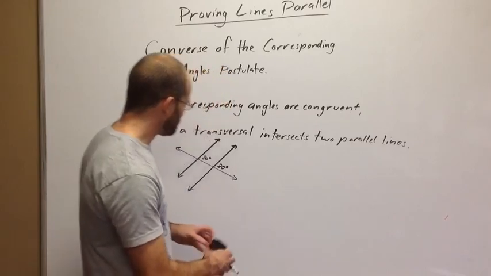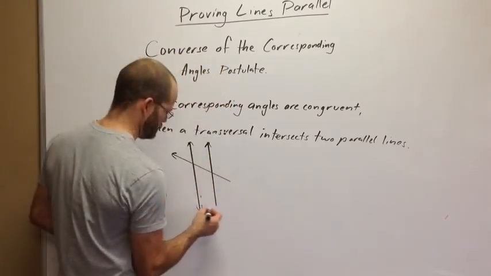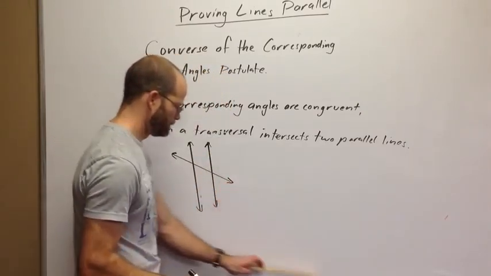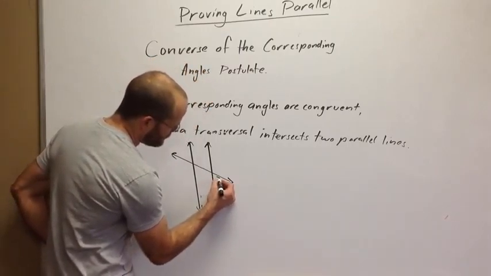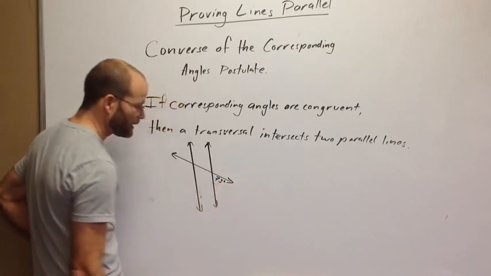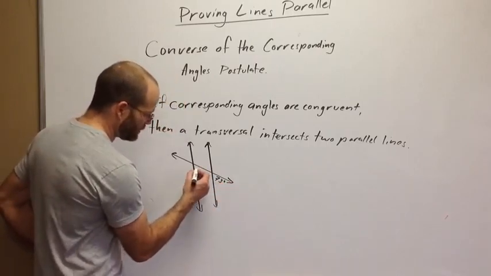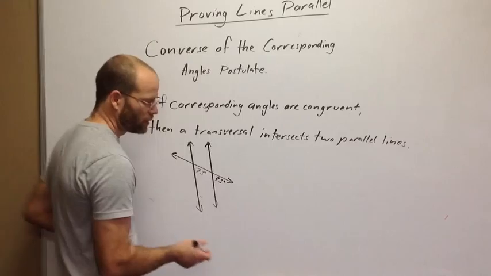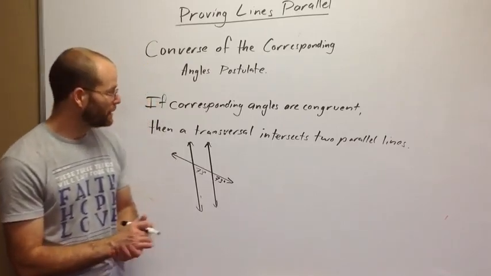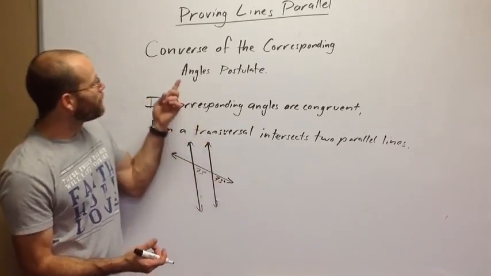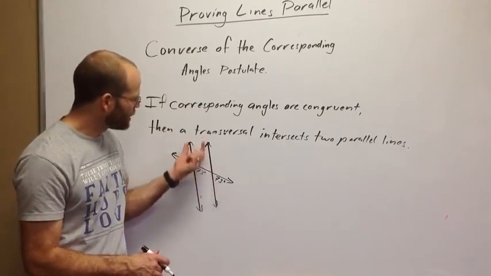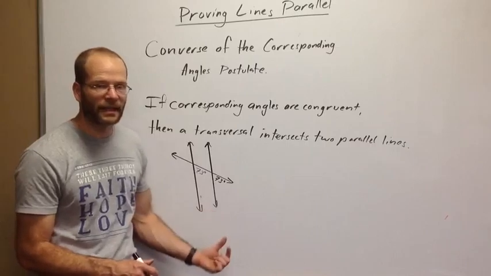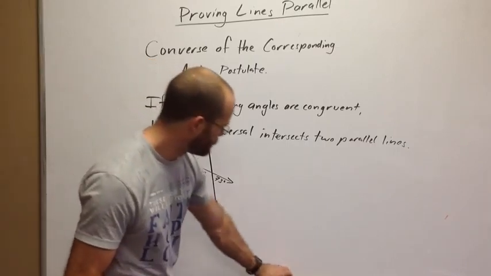Let's look at one more example. Suppose the measure of this acute angle here is 73 degrees, and this acute angle here is 73 degrees. We'll ask the question, are the lines parallel? Yes, they must be, by the converse of the corresponding angles postulate. If corresponding angles are congruent, then a transversal intersects two parallel lines. That's the rule.